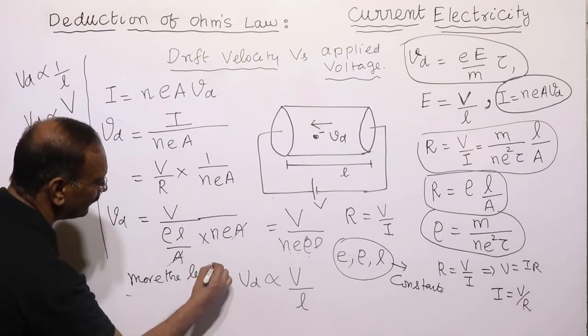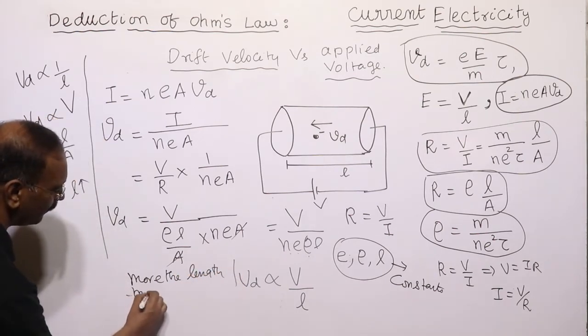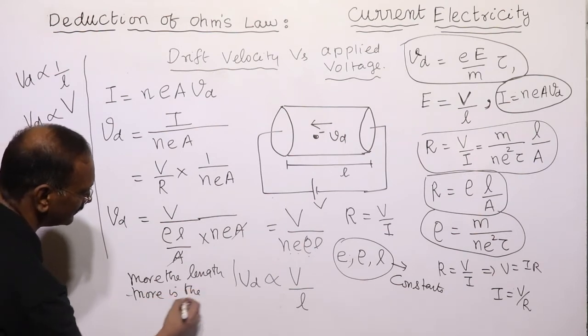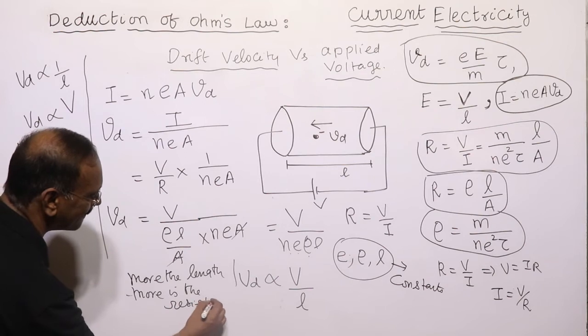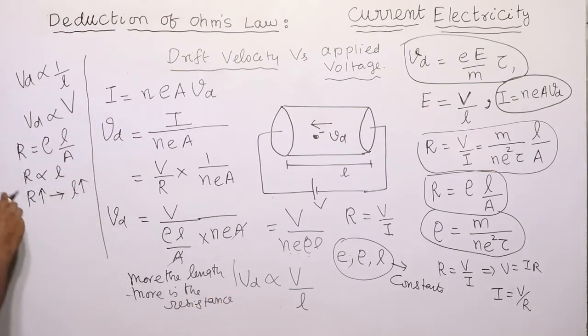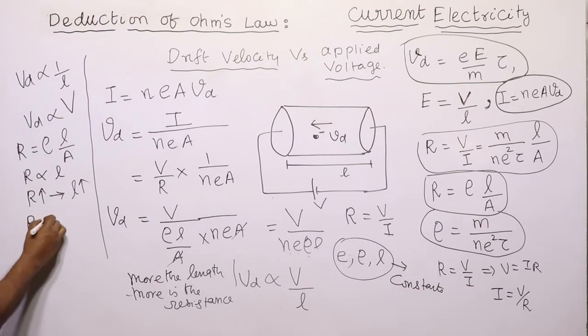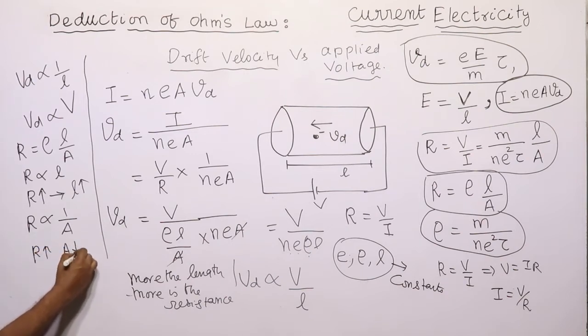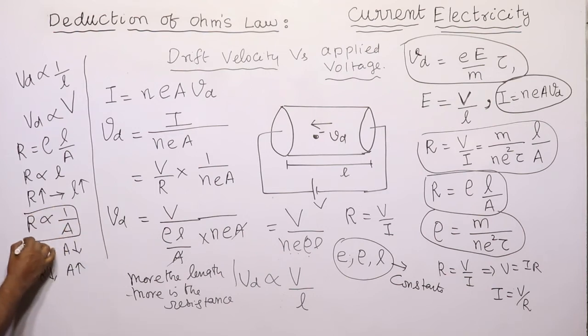More the length of the conductor, more is the resistance of the conductor, and from here R is inversely proportional to A. It means R will be more if A will be less, and R will be less if A will be more, because it is inversely proportional. More the thickness, less is the resistance; less the thickness of the conductor, more will be the resistance.